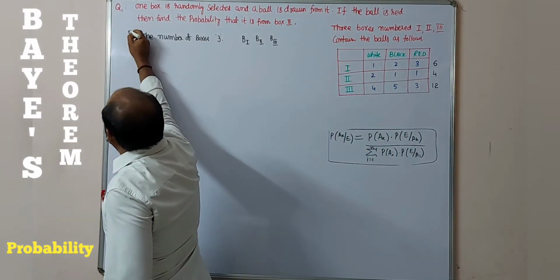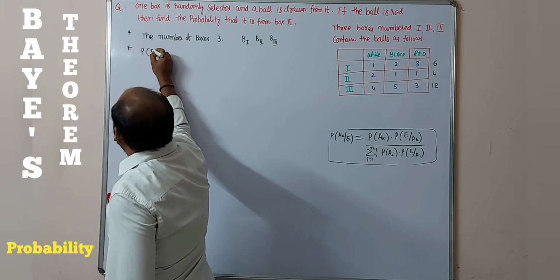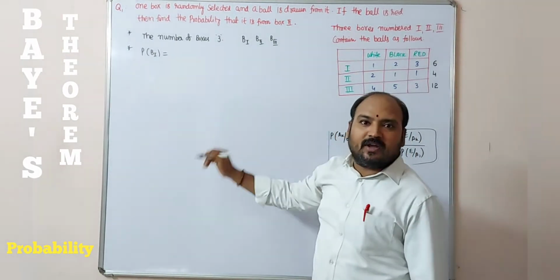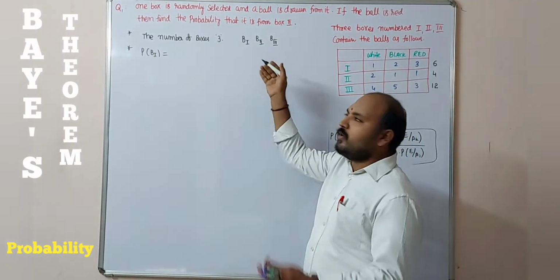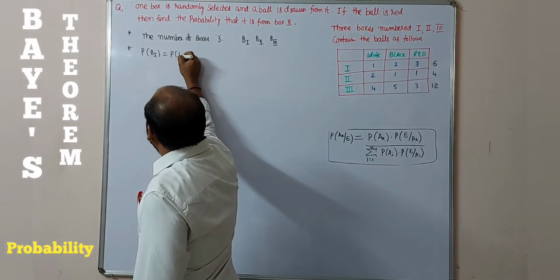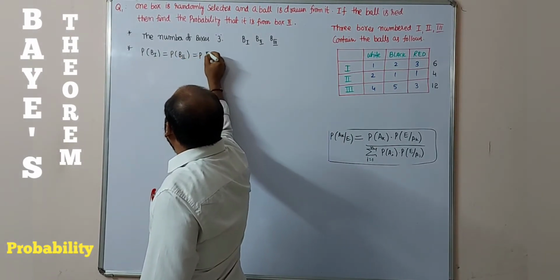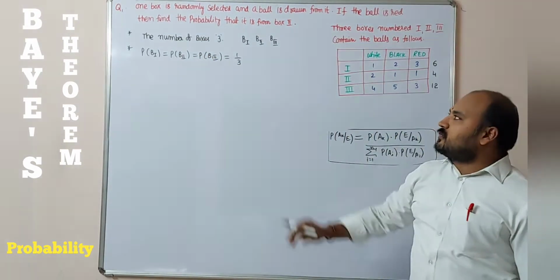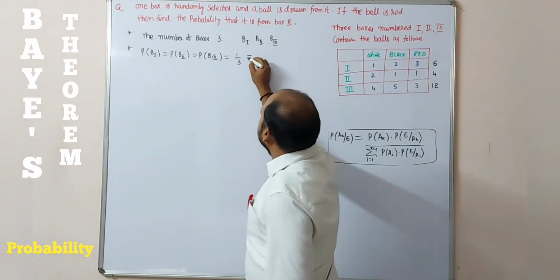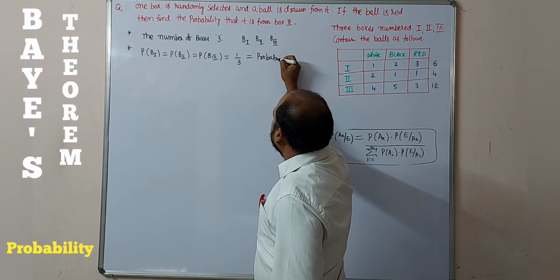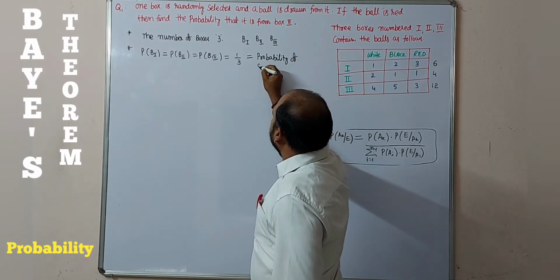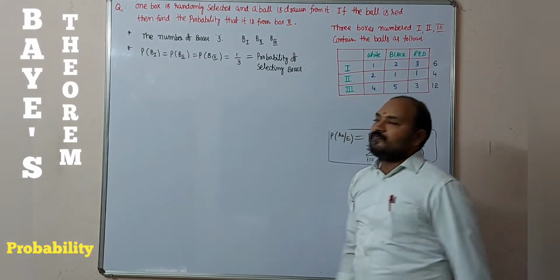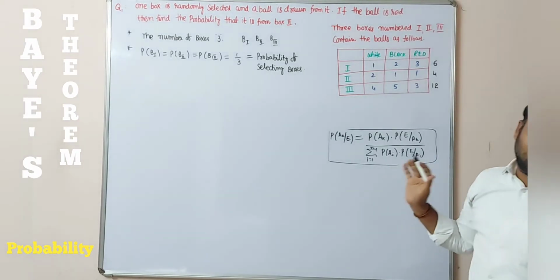So the probabilities of the respective boxes, P of B1: out of these 3, the first box will be selected as 1 by 3. Even the second box, you can take out of 3, 1 by 3 only. So P of B1, P of B2 and P of B3 all are equal. I hope you understand it, students. This is the probability of selecting the boxes. So selecting the box is completed.